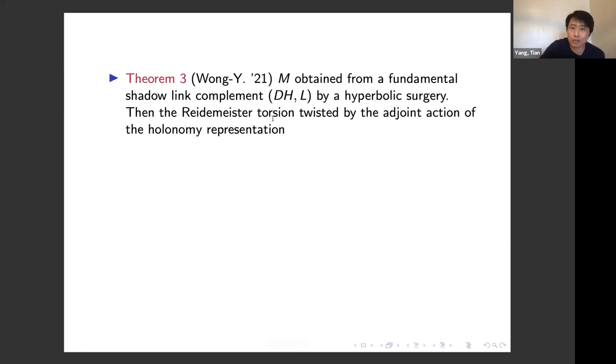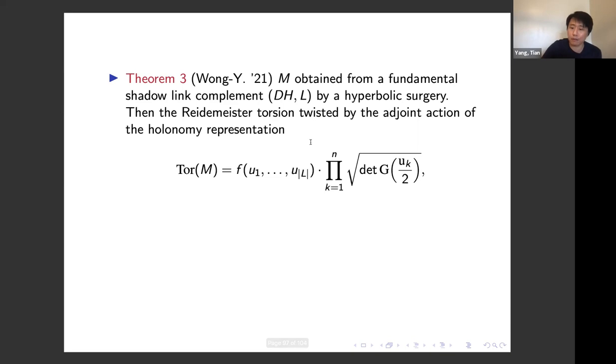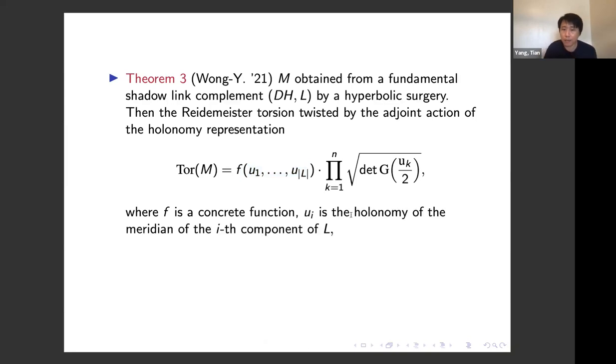Then the Reidemeister torsion twisted by the adjoint action of the holonomy representation has the following formula. Let me explain the terms, where f is a very concrete function. It's like hyperbolic sine, things like that. And u_i are the holonomy of the meridian of each component of L. Those are the quantities that determine the hyperbolic structure of L, one for each component of L.